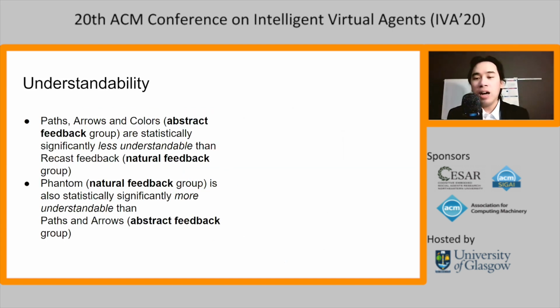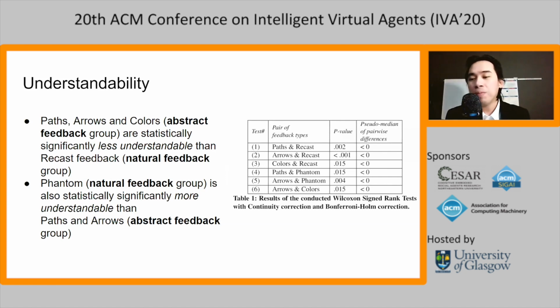We also conducted a range of Wilcoxon signed-rank tests with continuity correction and Bonferroni-Holm correction to see which type of feedback is easier to understand compared to the others. And we found that path, arrow, and color, which belong to the abstract feedback group, are less understandable than the recast feedback, which belongs to the natural feedback group. And phantom feedback, which belongs to the natural feedback group, is more understandable than the path and arrow, which belong to the abstract feedback group.